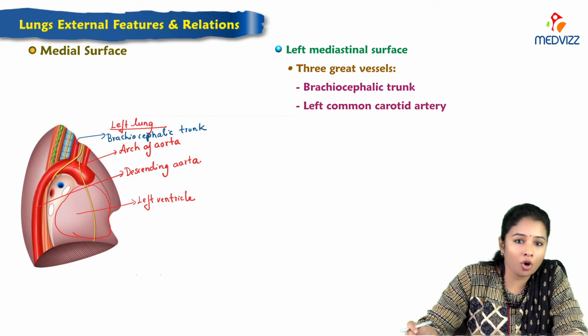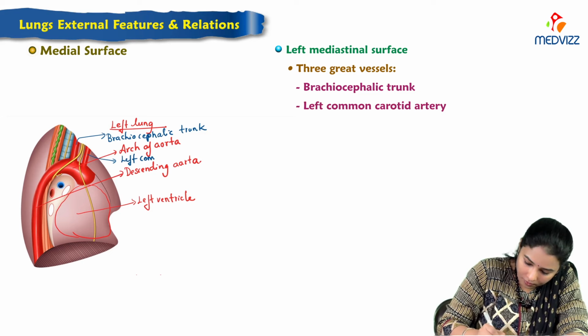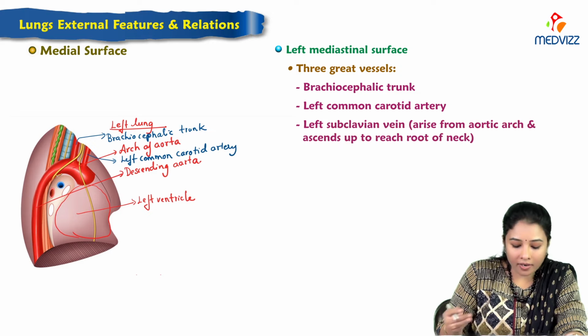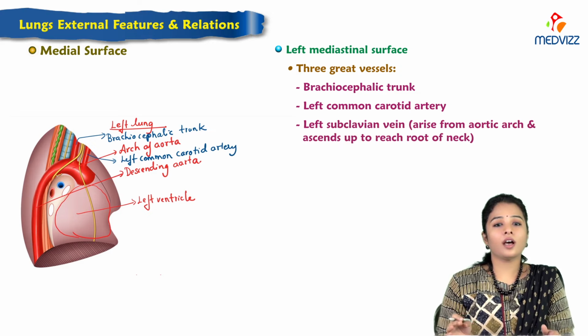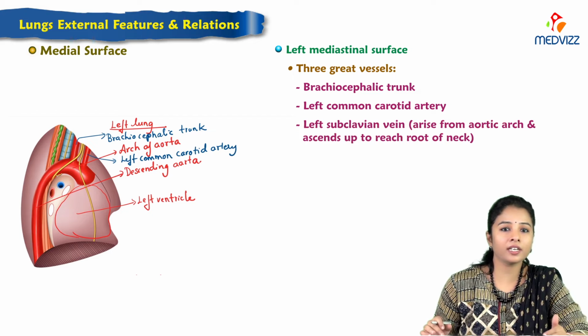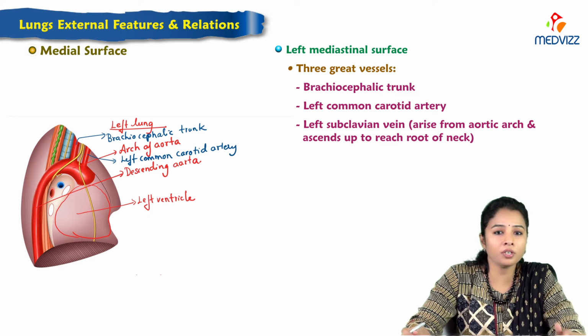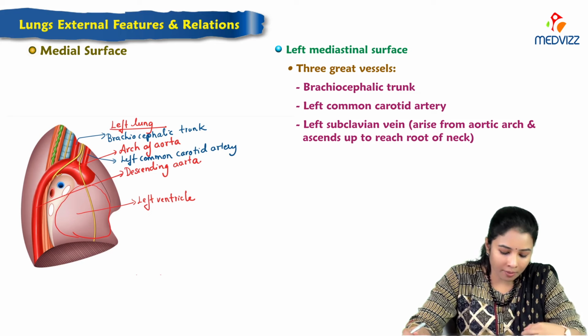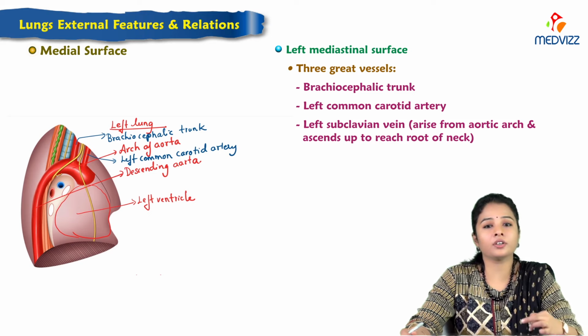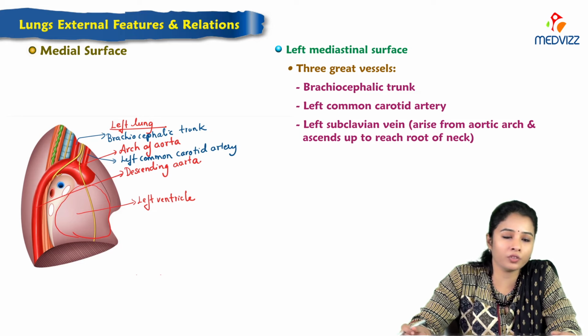brachiocephalic trunk, left common carotid artery, and left subclavian artery, which are related to the left lung on the mediastinal side, related to the arch of aorta. So they are branches from the arch of aorta. We can see the impressions of the brachiocephalic trunk, left common carotid artery and left subclavian artery, which arise from the arch of aorta and ascend up to reach the root of the neck.